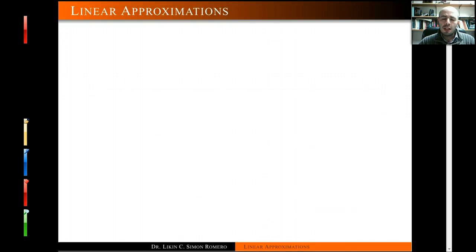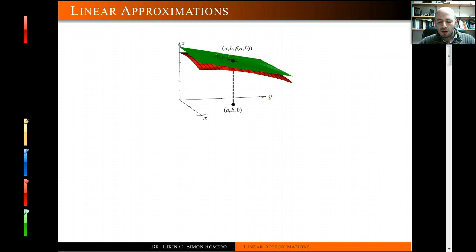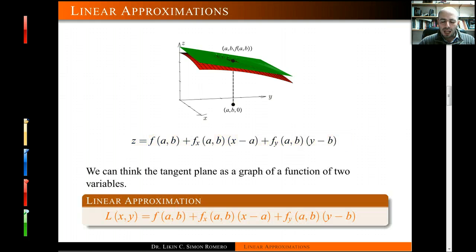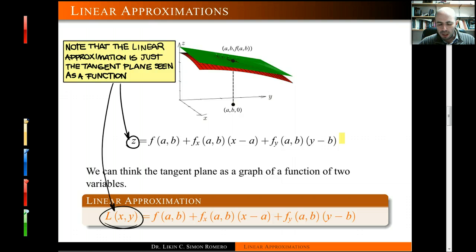So, linear approximations is a way that we can approximate the value of a function of two variables by using the tangent plane. So the thing that we're going to do is take the tangent plane at a particular point. And the idea is using the tangent plane, this is the equation of the tangent plane, and transforming it into a function. This function is going to be called the linear approximation. Notice that the only thing that we're doing is seeing the tangent plane as a function of two variables, where c is the dependent variable.